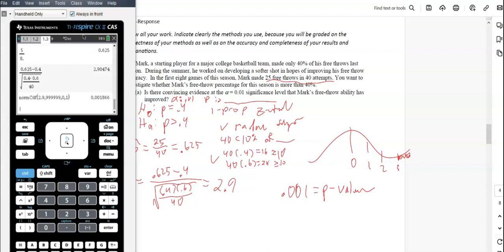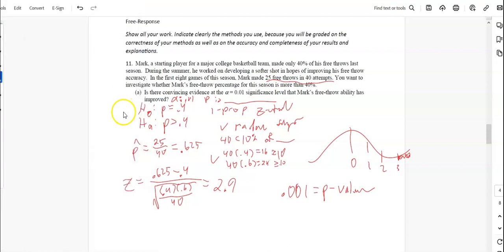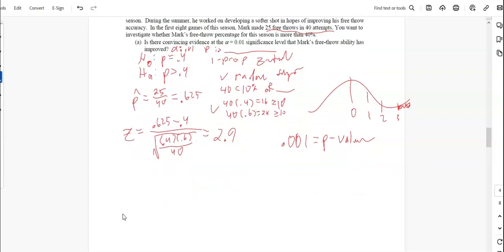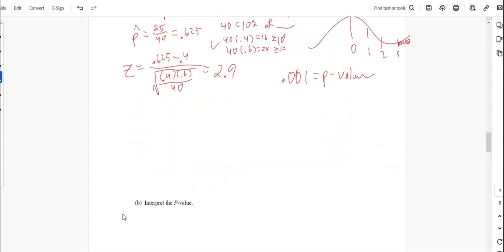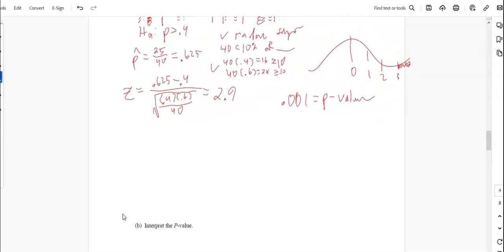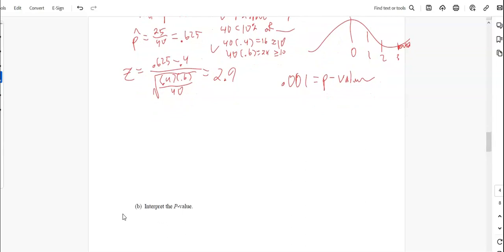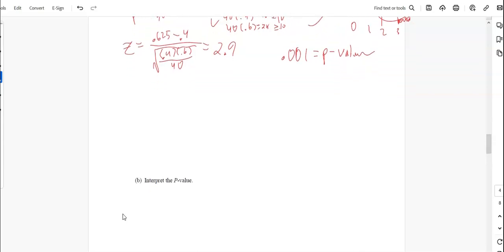Because our p-value 0.001 is less than our alpha level of 0.01, we reject the null. We do have evidence to say that Mark's free throw percentage has improved this season. Interpret the p-value. So given that the null is true, so given that he shoots 40%, there is a 0.001 chance that the alternate is true here.